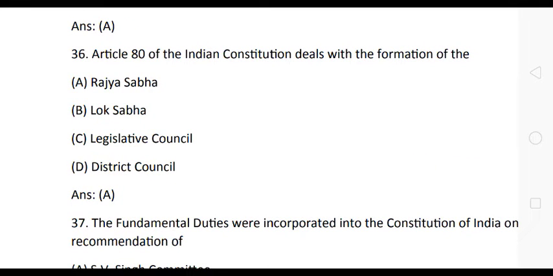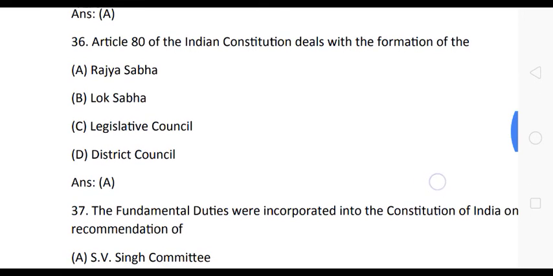The next question is, Article 80 of the Indian Constitution deals with the formation of the, options are Rajya Sabha, Lok Sabha, Legislative Council, District Council. The correct answer is option A, Rajya Sabha.